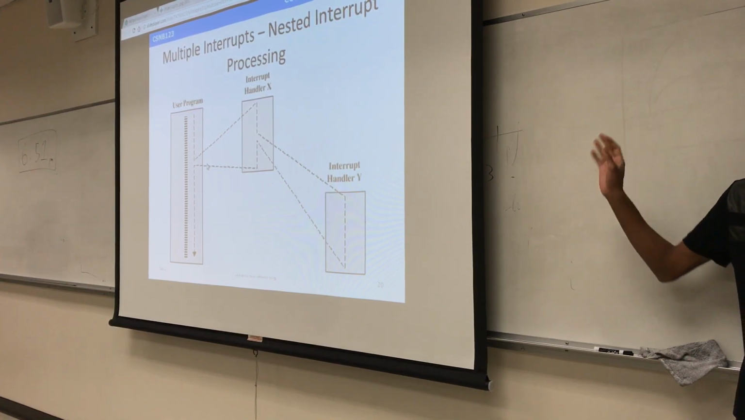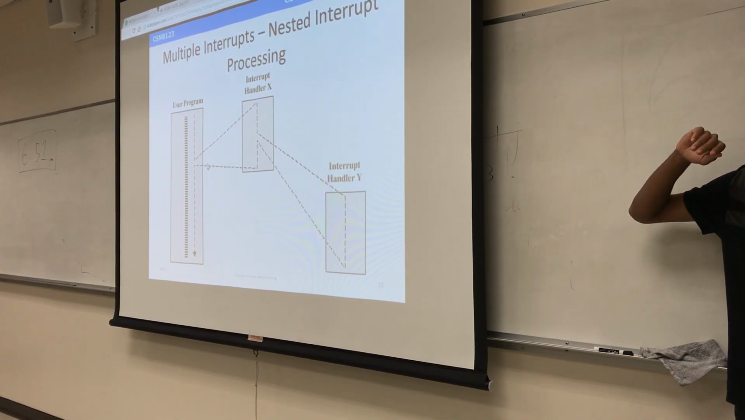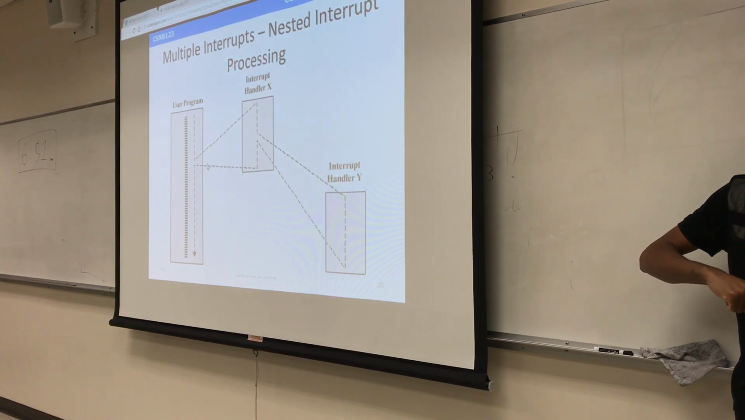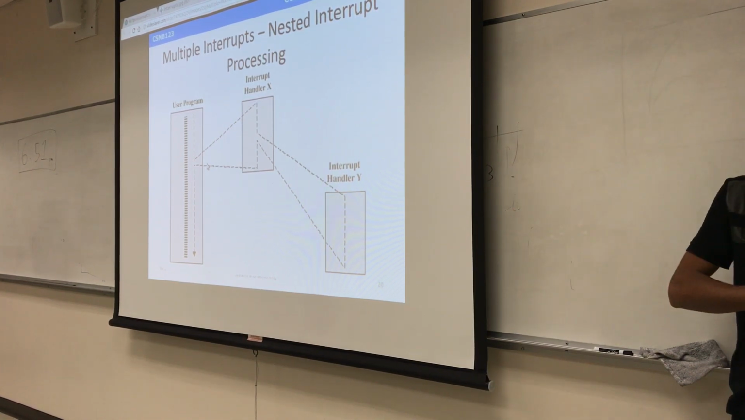Now I'm going to ask you guys, now that we've gone over this information, what happens if you remove the priority system? Let's say you're able to nest, but you remove the priority.